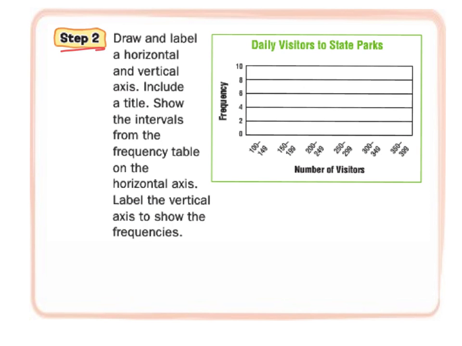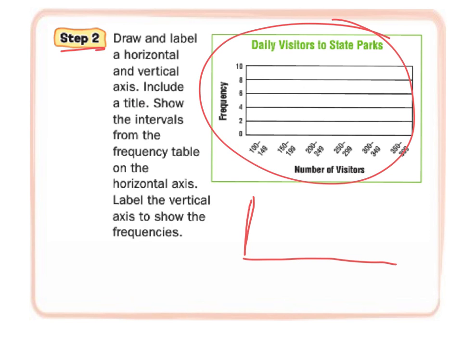Step 2 says draw and label a horizontal and vertical axis. So horizontal is this way, like the horizon, and vertical is nice and tall like that. So they have that up here. It says include a title, daily visitors to state parks. They included a title. Show the intervals from the frequency table. So those same exact intervals are going to go right down here. Okay? And then you need to label the vertical axis, frequency, that means how many, and then also a label down here. So you have to have all those parts in order to have a successful table.